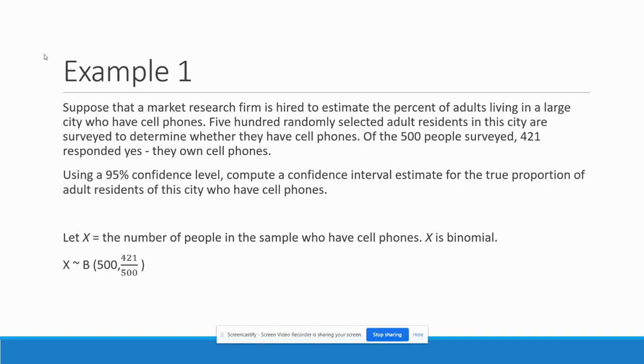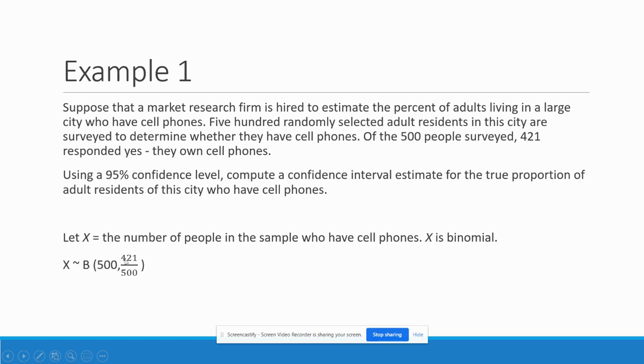who have cell phones. So I have a sample of 500. 421 of them have cell phones. So based on that, I want to make an estimate of all the people in the city who could have cell phones. All right. So this is the binomial distribution. How do I know? Because either you have a cell phone or you don't. And that's how we would write it. We'd say the distribution approximates the binomial.